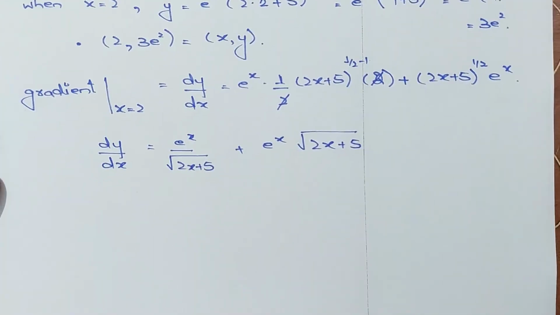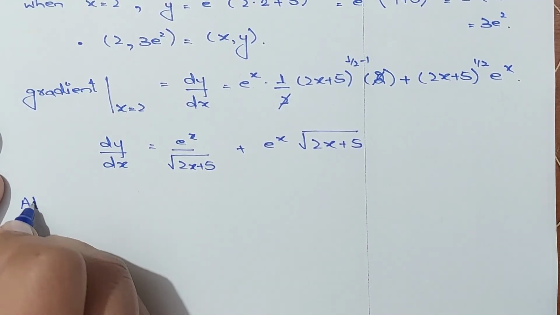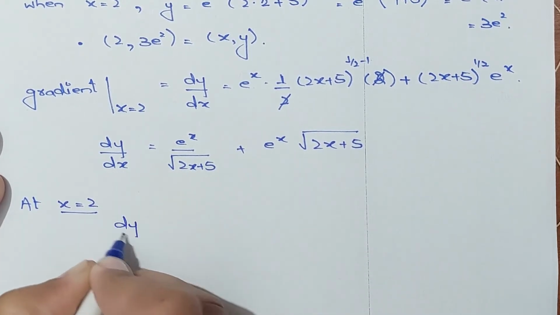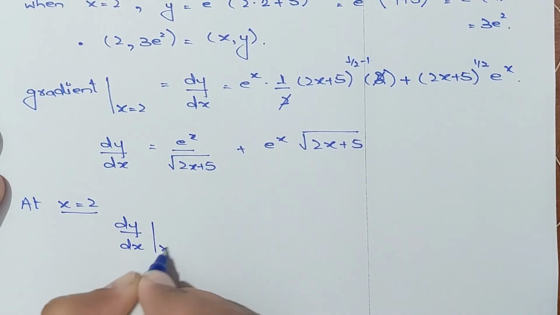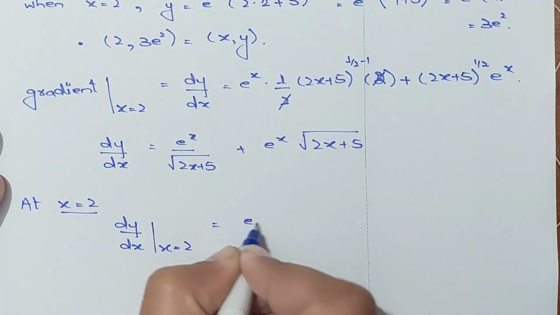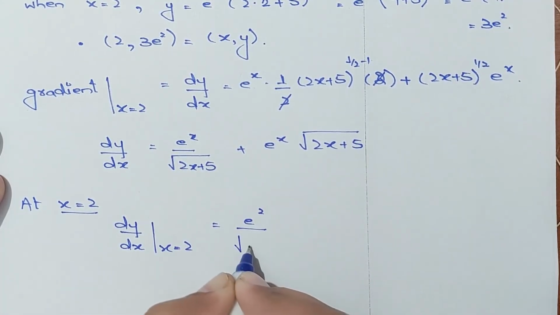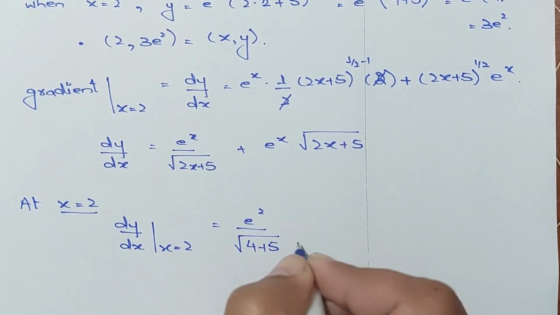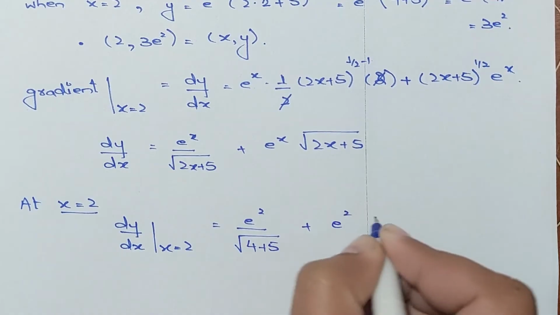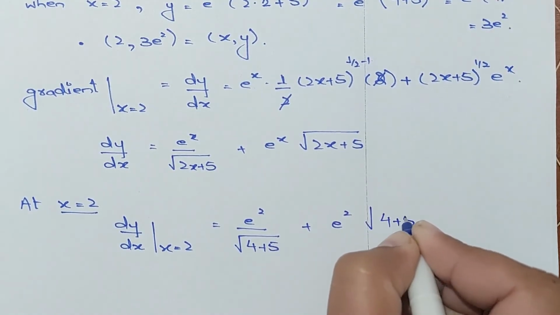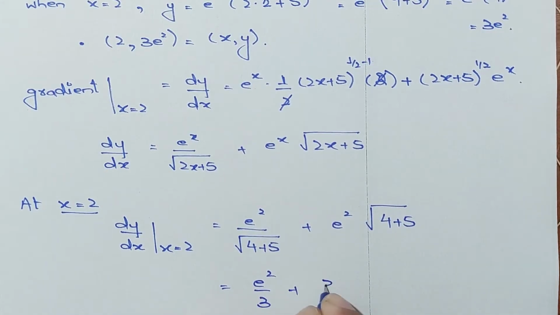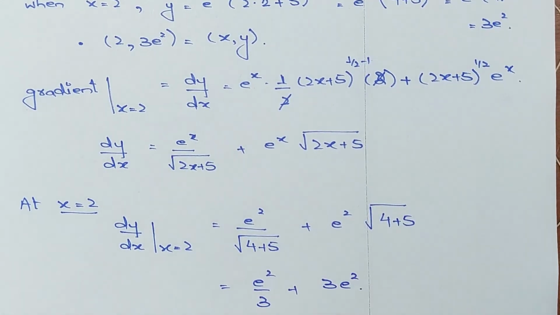Okay. Now let me solve the derivative at x equals 2. We have dy over dx when x is 2: e to the power 2 over the square root of 2 times 2, which is 4, plus 5, which is 9, and the square root of 9 is 3. So e squared over 3 plus 3e squared. This is my derivative.